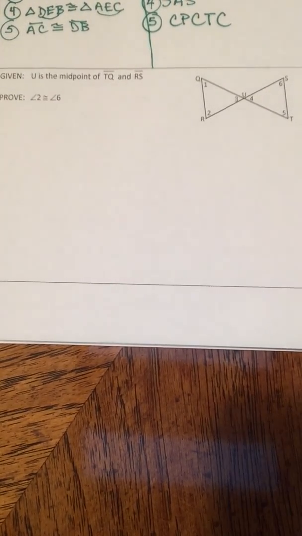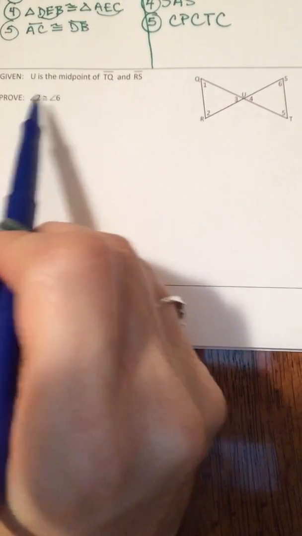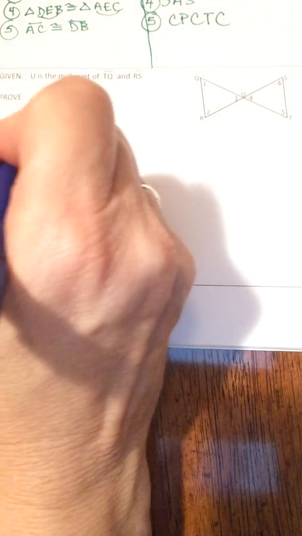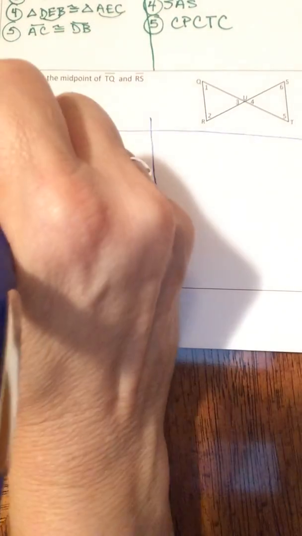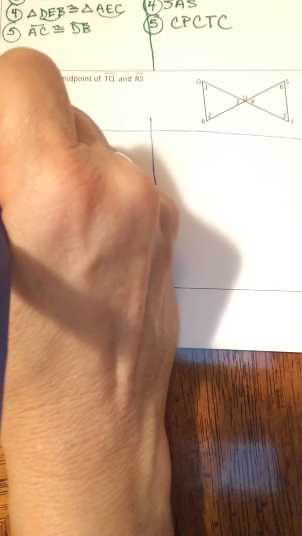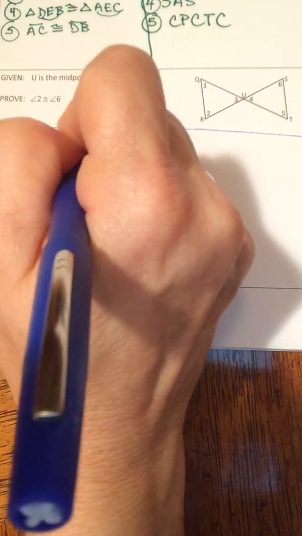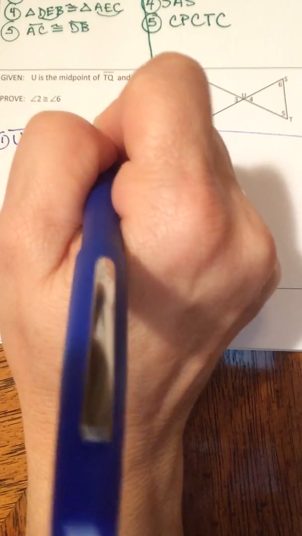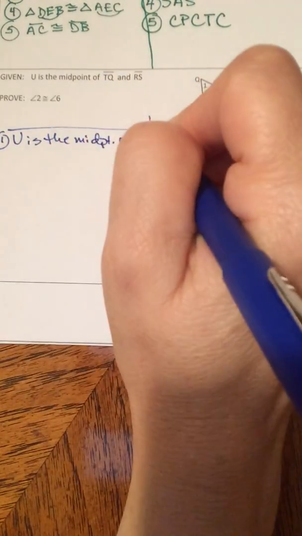For example 6, we're once again not proving that two triangles are congruent, but in this case two angles are congruent. So I'm going to start with the given and see where that takes us. So for step 1, I'm going to say U is the midpoint of TQ, and that is given.